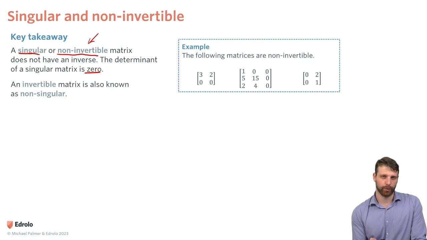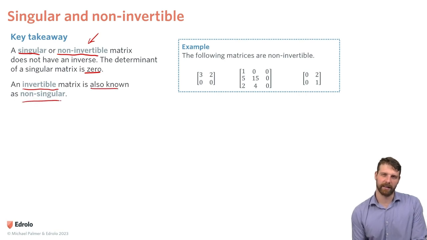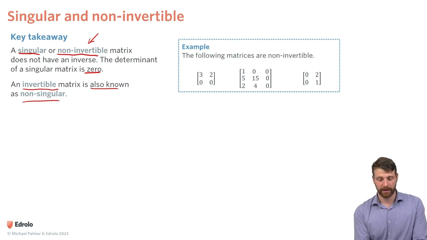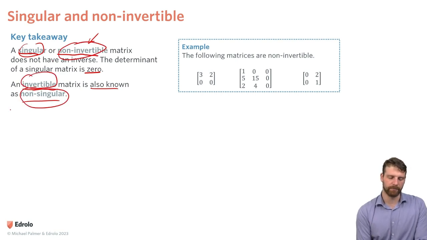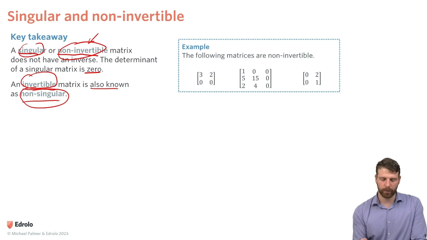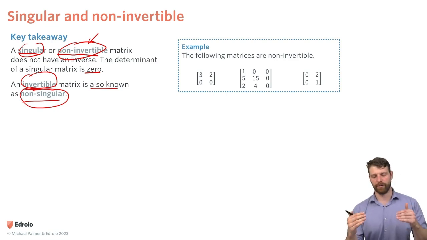What complicates the matter even further is that an invertible matrix is also known as a non-singular matrix. So here we have 4 words in total. 2 of them, these 2, mean the same thing. Singular and non-invertible mean the same, and invertible and non-singular mean the same. You will see these words used in a variety of contexts, and I'd say that you probably need to know both of them.